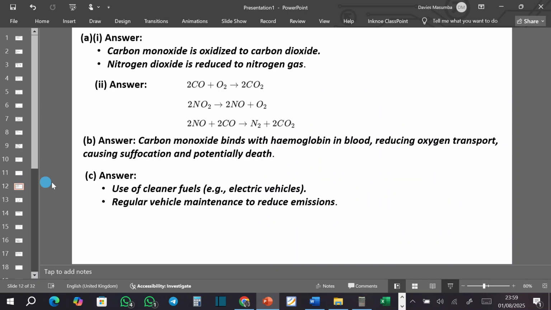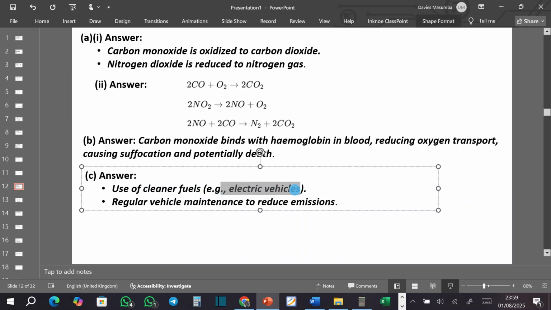So in answering, we are saying use of cleaner fuel. So instead of using fossil fuel, use cleaner fuels such as electric vehicles, or regular vehicle maintenance to reduce emission of that.